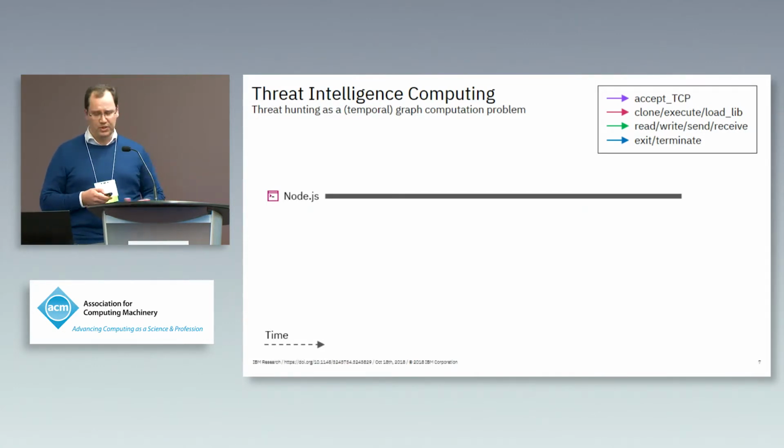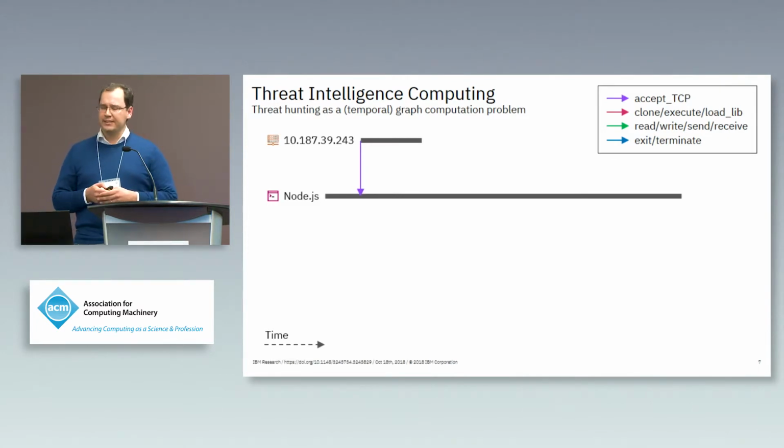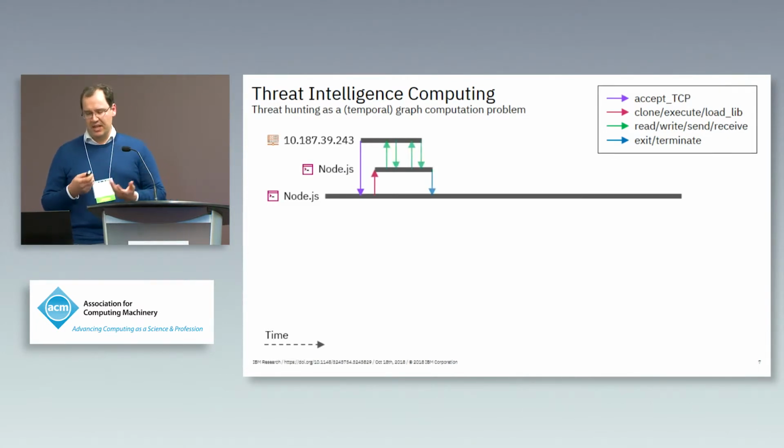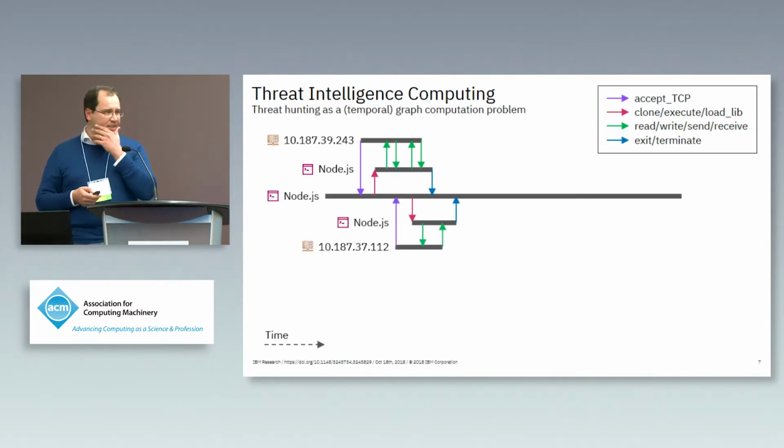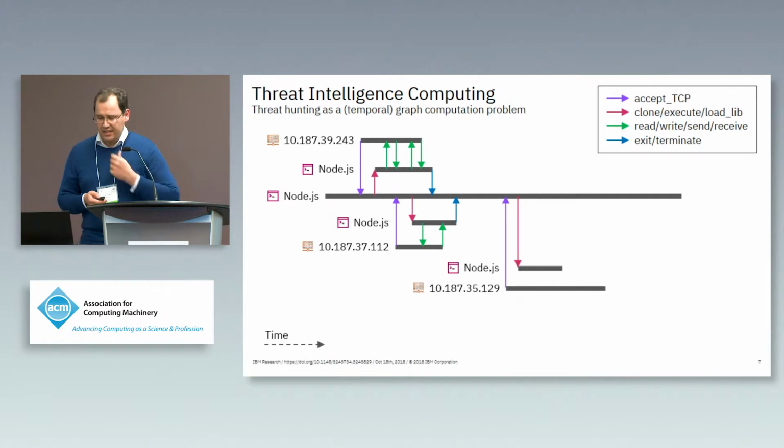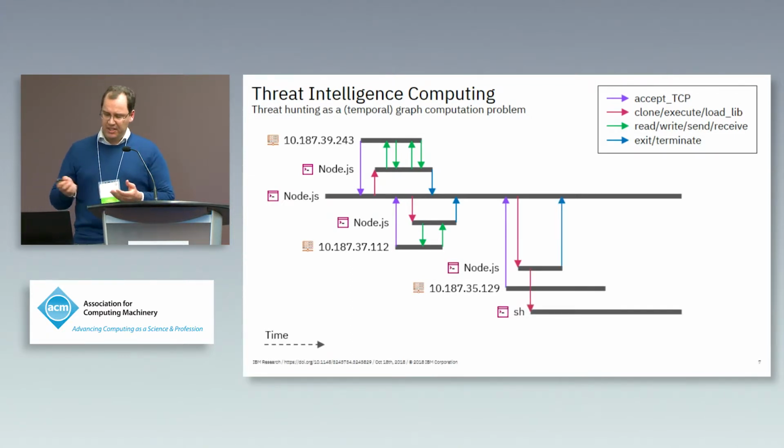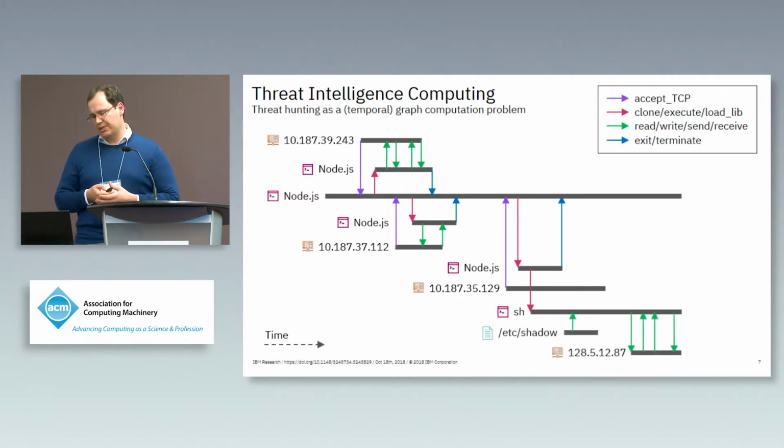So we have, for example, this Node.js server that receives an inbound connection from a remote endpoint, and then hands that connection to a worker process that handles the session. And that happens again and again. And eventually, there is an attempted connection that basically hijacks that process into spawning a bash shell, which then reads from some sensitive source and communicates with a third-party server to exchange some information.